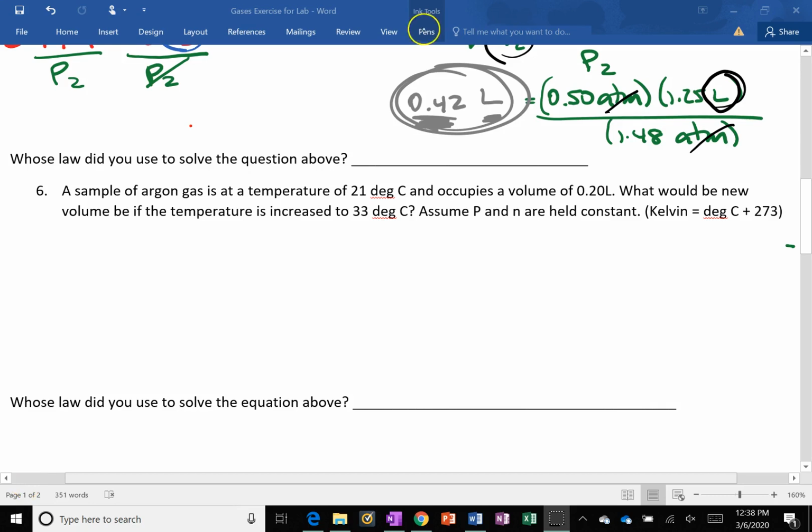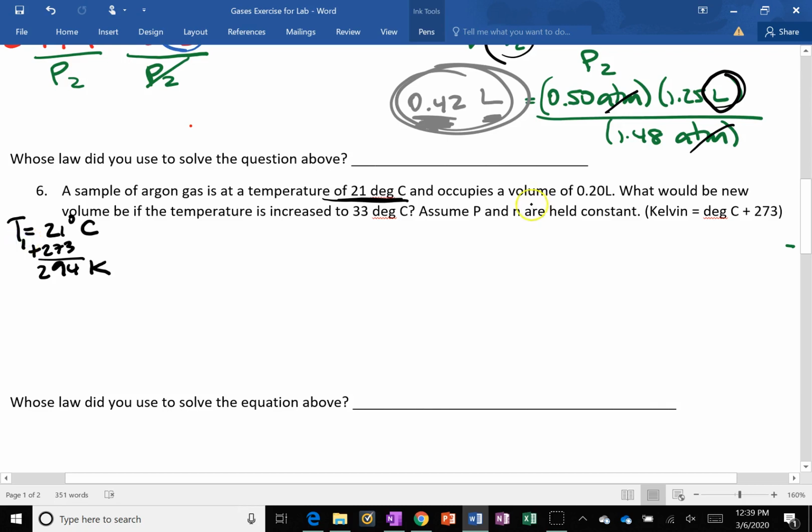So if we look at an example of where we can apply that, it says here a sample of argon is at a temperature of 21 degrees Celsius. So again, just like the first one, let's just write down what's given. So T is equal to 21 degrees Celsius. So you'll notice here that temperature is provided in Celsius. Before you go any further, you want to convert that to Kelvin right away. So we're going to add 273 to it. That gives 294 Kelvin. And that's the temperature that we're starting with.